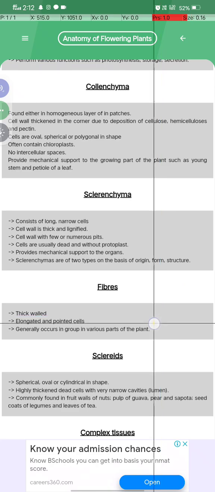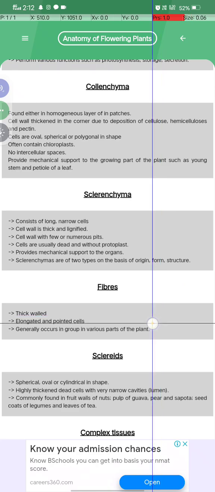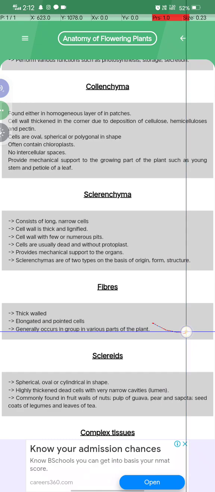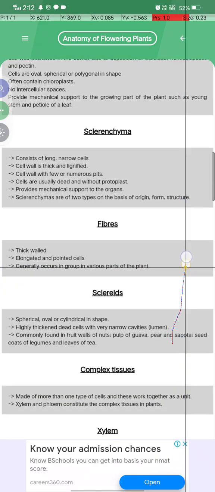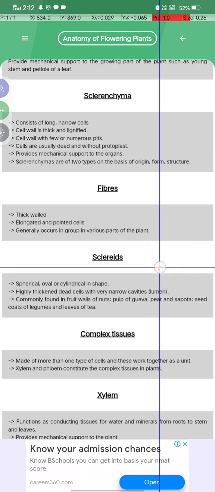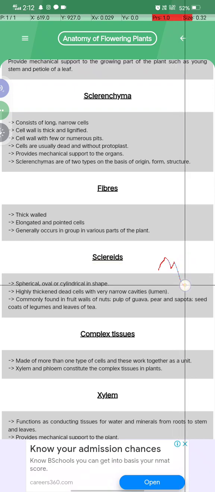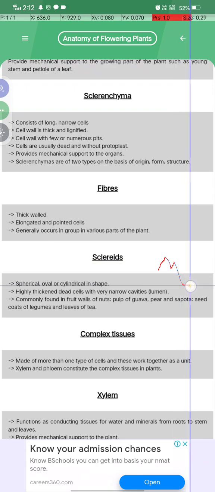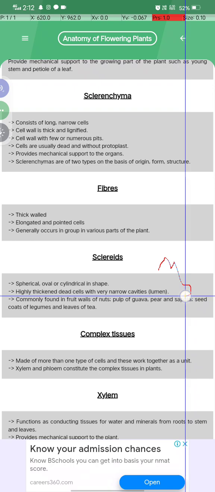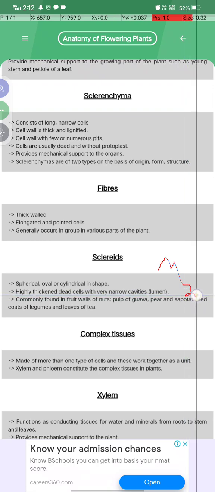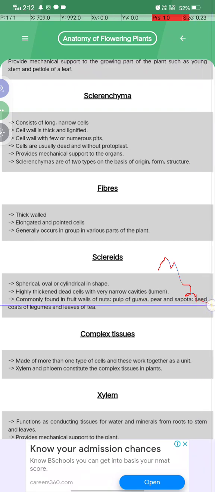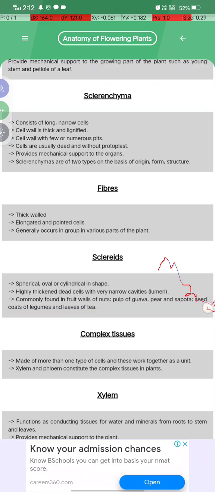Fibers: thick-walled, elongated, pointed cells, generally occurring in groups in various parts of plants. After that we have sclereids. Sclereids are spherical, oval or cylindrical in shape, highly thickened dead cells with very narrow cavities called lumen. They are commonly found in the fruit walls of nuts, pulp of guava, pears and sapota, seed coat of legumes, and leaves of tea.